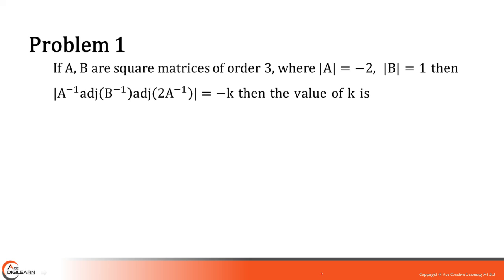If A and B are square matrices of order 3, where det A is given as -2 and det B is 1, then we need to find det of A inverse adjoint of B inverse into adjoint of 2A inverse equals -k. Then the value of k is. Here are the options: 6, 4, 8 and 2. Here the right answer is option C, 8.